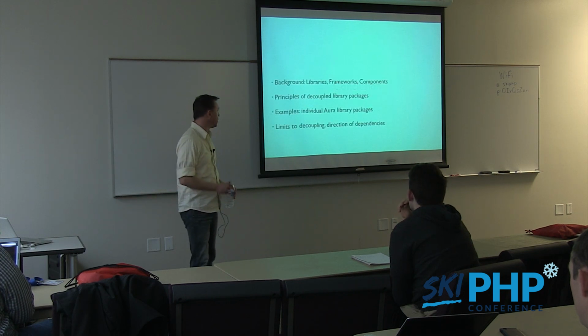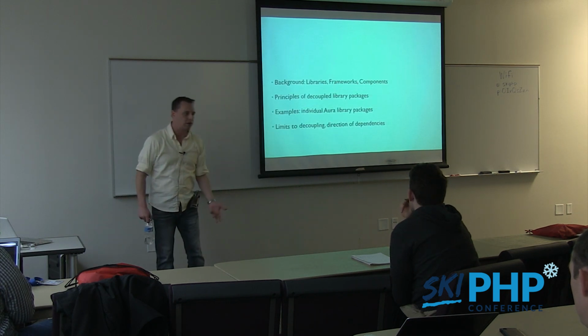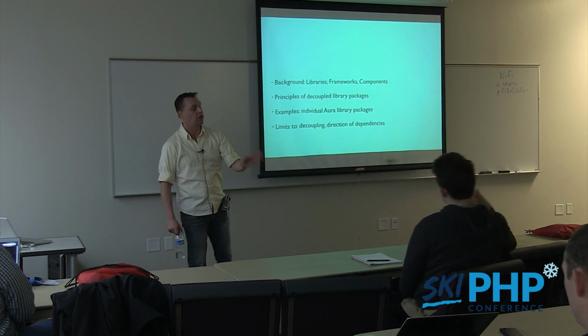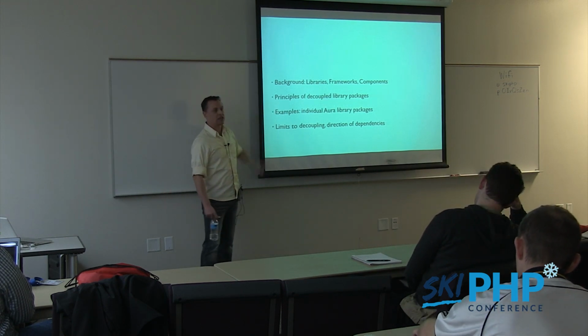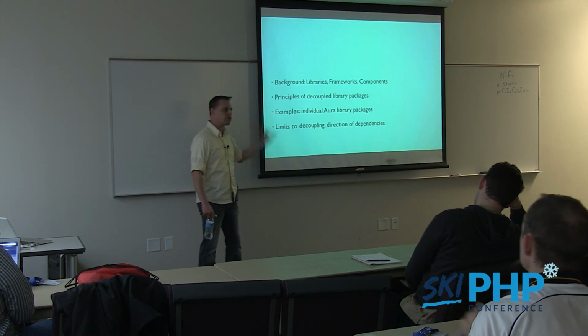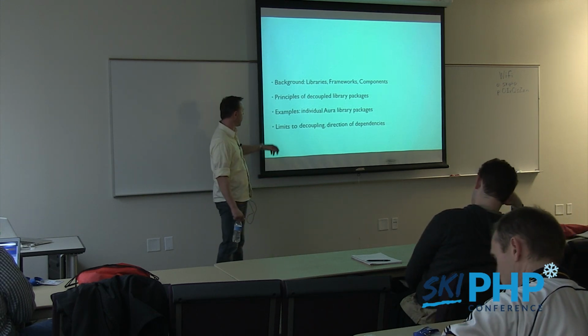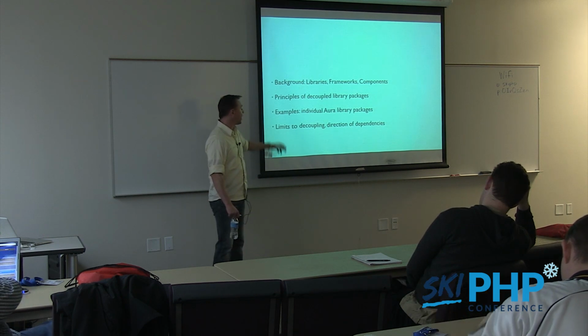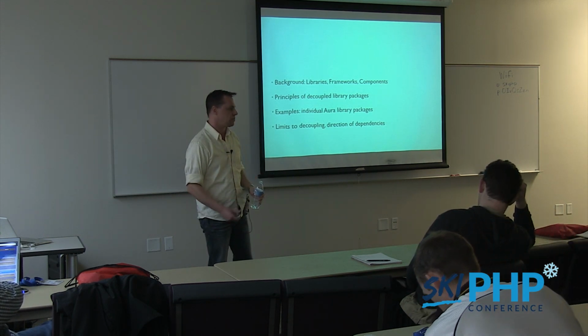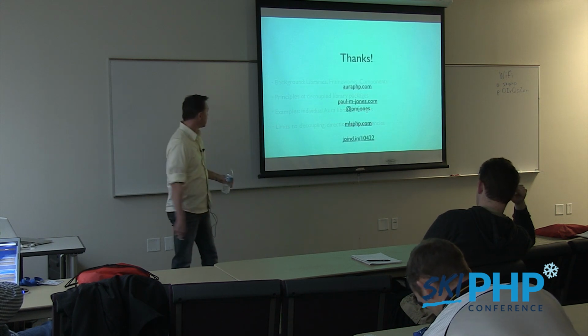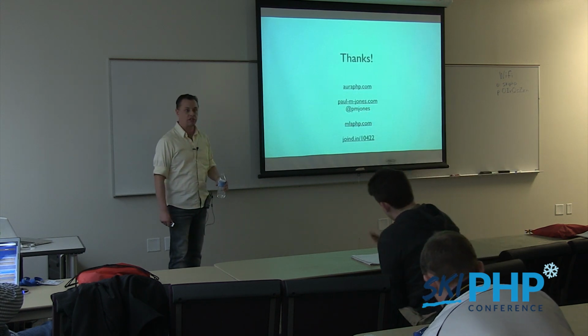So, in conclusion, we've talked about the background on where we started, how people went to monolithic frameworks and then started trying to develop components. If you're going to develop decoupled library packages, some principles that you should use in order to do that, some examples using Aura, and then finally the limits of decoupling. If we're going to glue stuff together, we need to glue it together in a very specific way. That's all I have. I'm happy to take your questions.